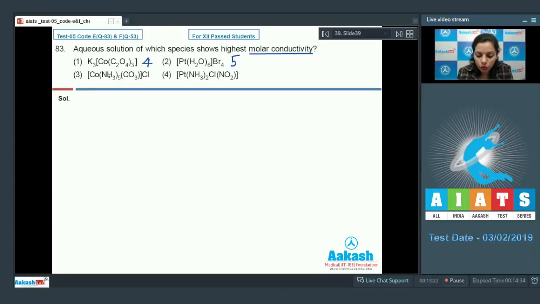Now in the third option we have the complex in which 1 complex ion is there and 1 chloride ion is there. It means a total of 2 ions can be formed in this aqueous solution. Further, another complex is there, but in this case there is no ion, 0 ions are there. Now just identify the compound with maximum molar conductivity. That is given here in option 2, because in this case there are a total of 5 ions present. That's why I'll choose it as the correct option.